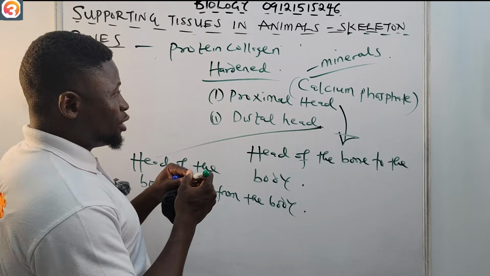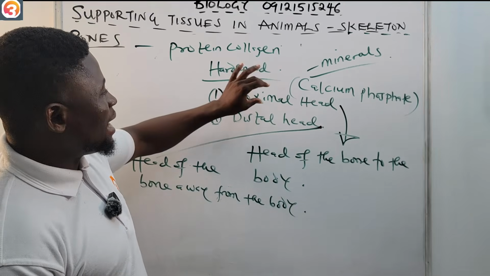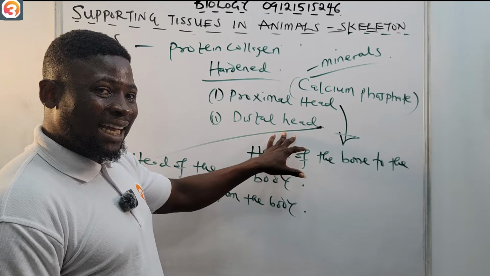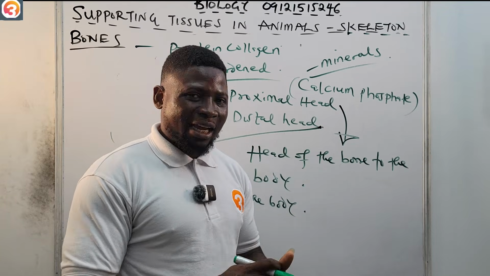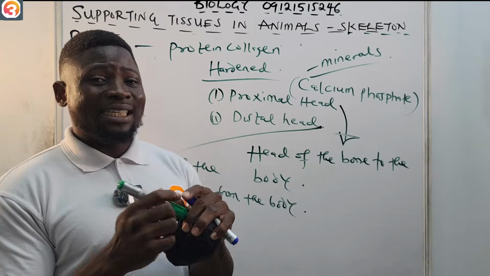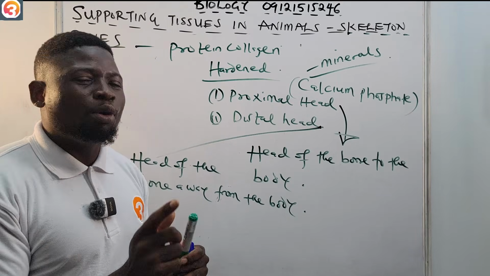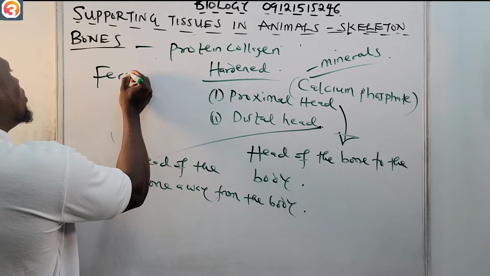Like I said, a bone is made up of two parts, the proximal head and the distal head. The proximal head is the head of the bone close to the body, while the distal head is the head of the bone away from the body. Please take note of that. It's very, very important. Now, the largest, the longest, the strongest bone in the human body is called the femur.